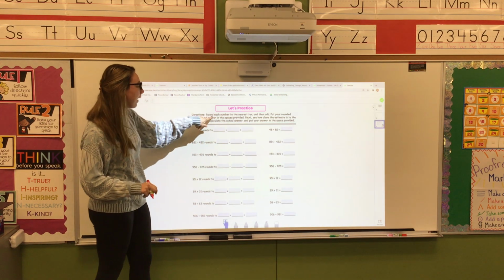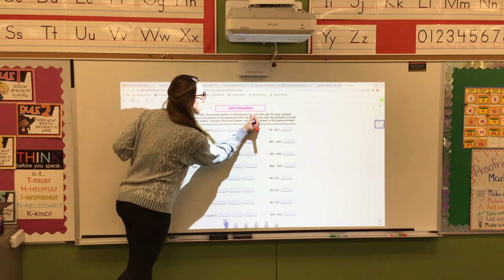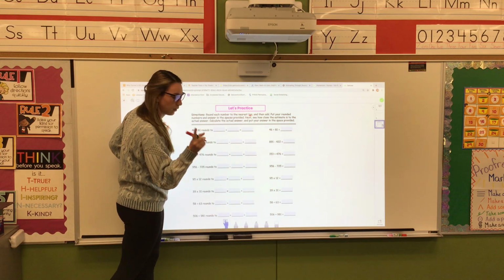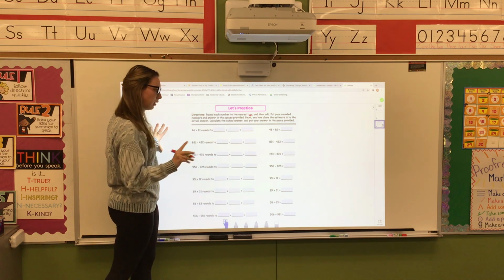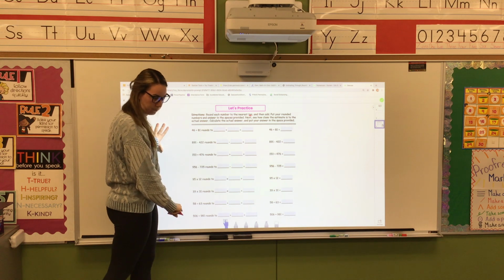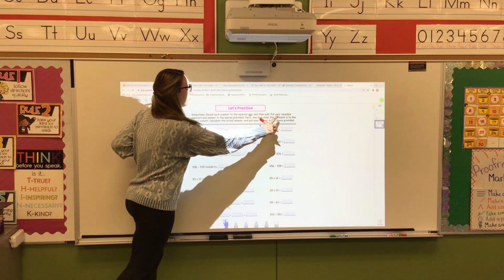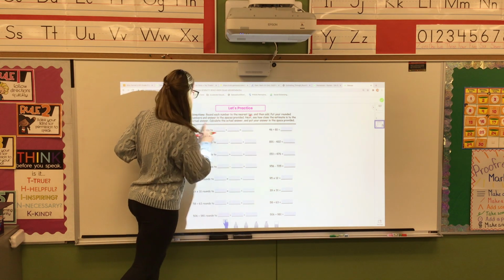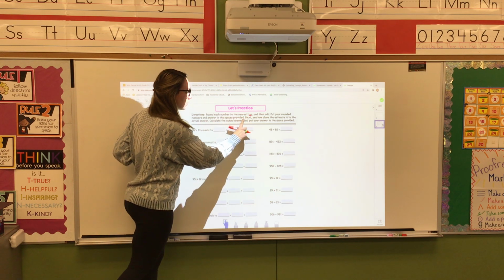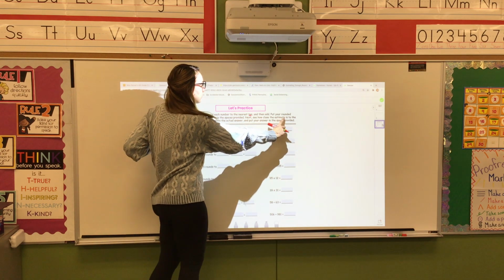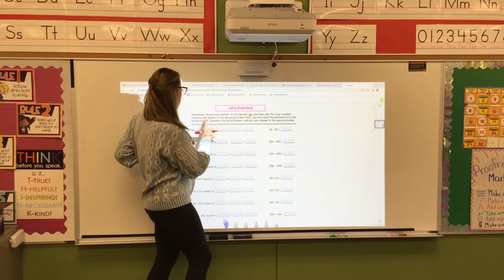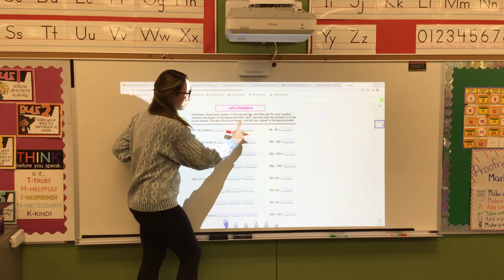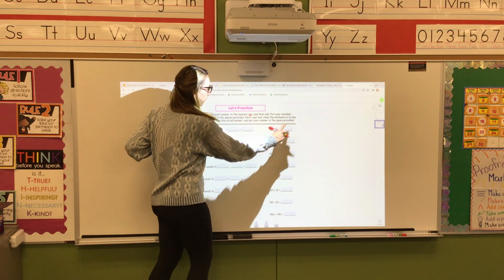Your directions say round each number to the nearest 10. Very important. Not the nearest 100, to the nearest 10 on all of them. And then add. You're going to put your rounded numbers and answers in the spaces provided. Next, see how close the estimate is to the actual answer. Calculate the actual answer and put your answer in the space provided.